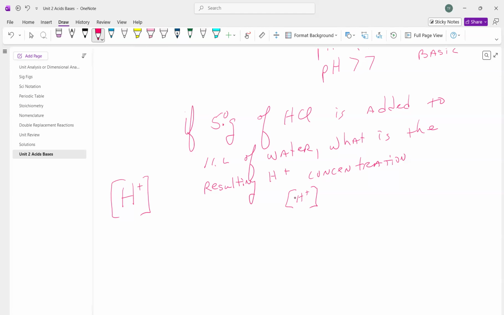So remember, concentration is moles per liter. The first thing we need to do is calculate how many moles of HCl we've got. H is 1.01, chloride is 35.45. Good. So the molar mass for HCl is 36.46. We're starting off with 5 grams of HCl.